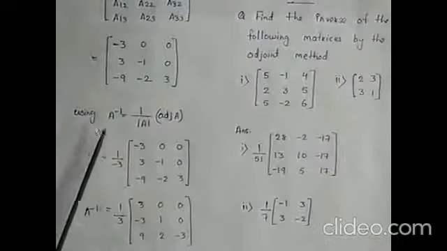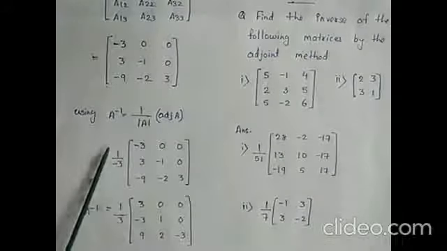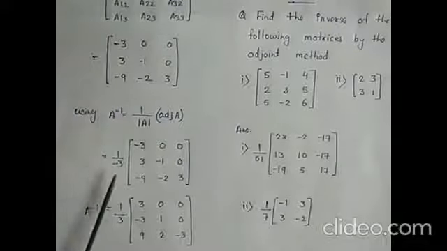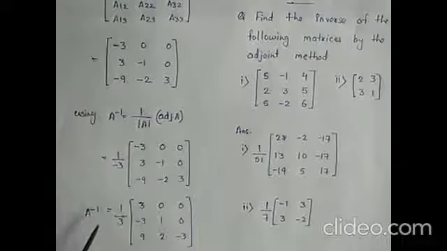We know the formula A inverse equals 1 upon determinant of A into adjoint of A. And we know the determinant of A is minus 3. We have solved it, na? You can see. And we have substituted these values. Thus A inverse equals, see what I have done.